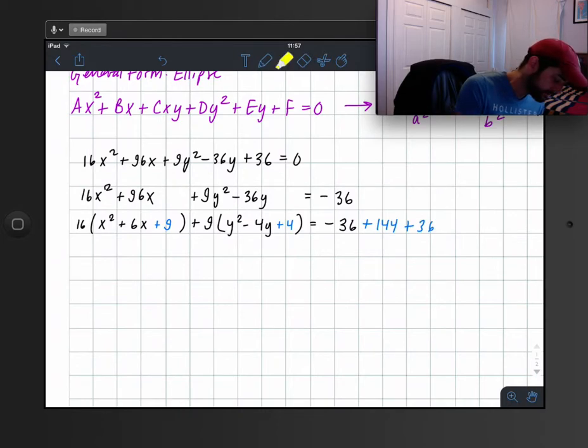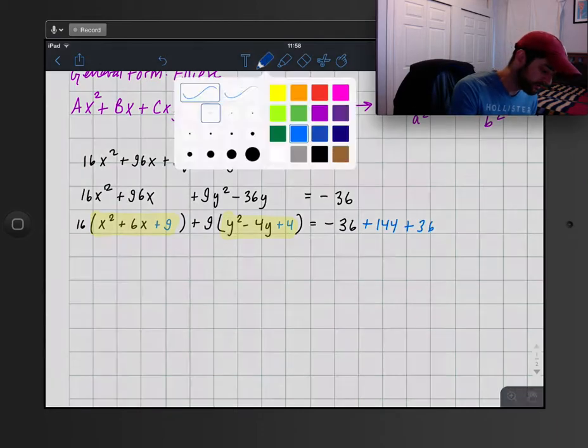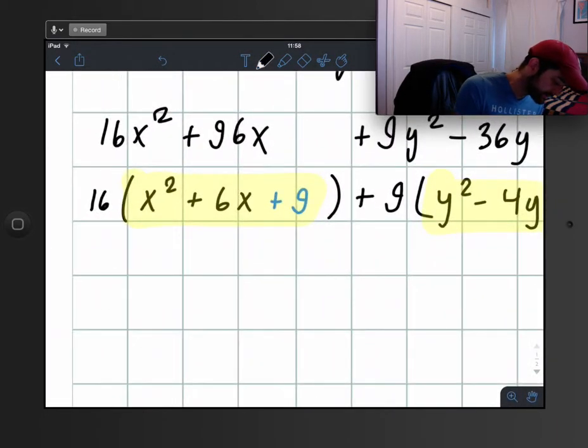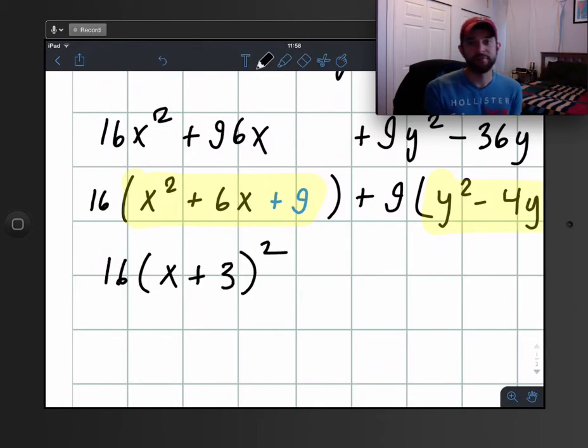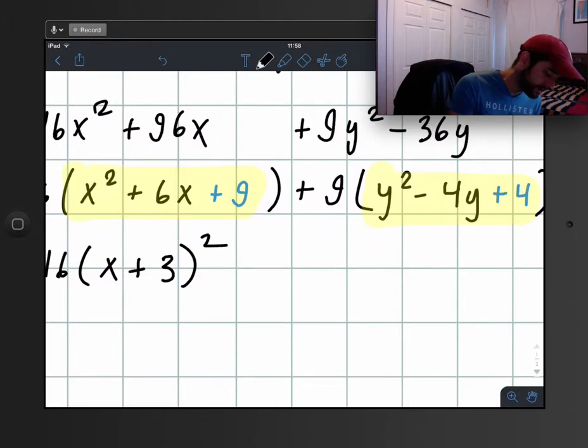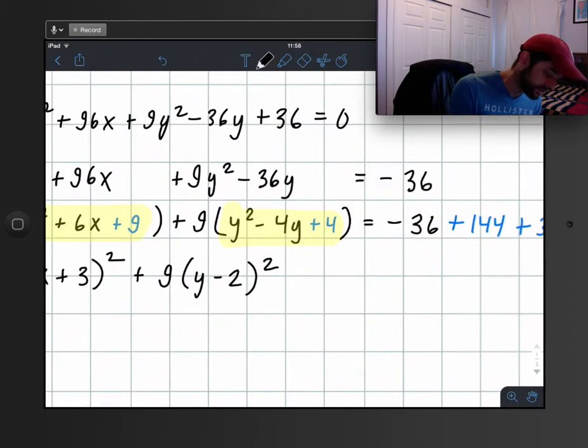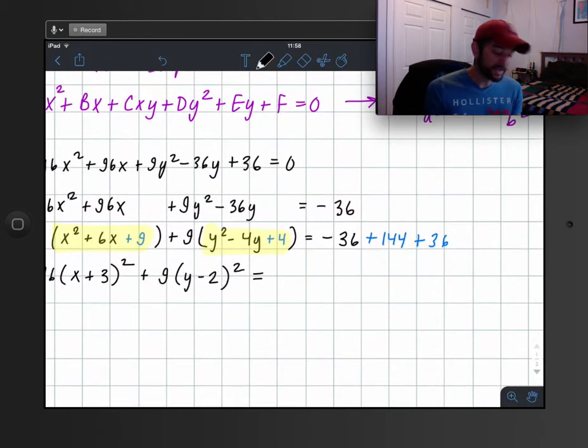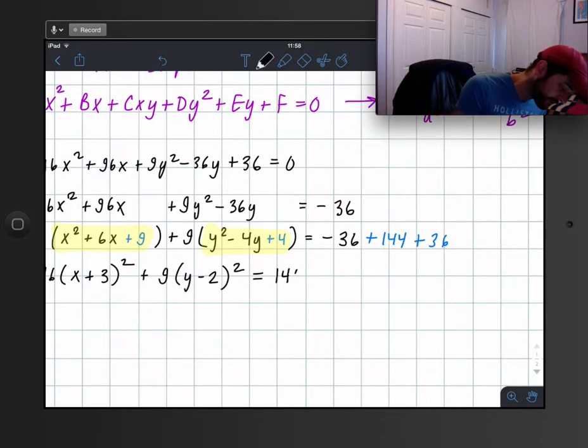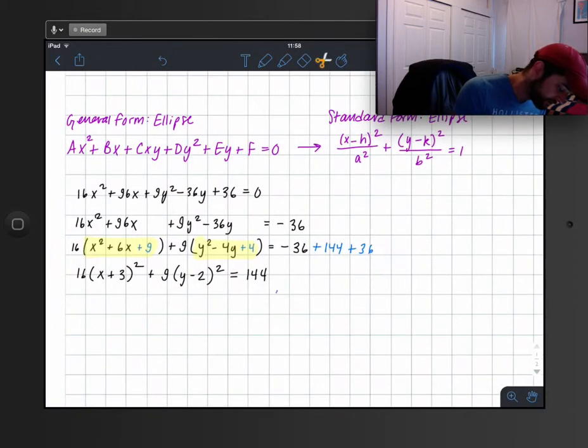And then we have two trinomials that are now perfect squares. So this ends up being 16 times x plus the linear term in half squared, so x plus 3 squared, plus 9 times y minus 2 squared, equals negative 36 plus 36. Those are 0, so we just have 144 left. And I'm going to move this just so the equal signs are in a row.